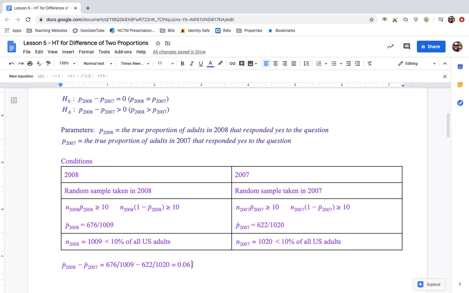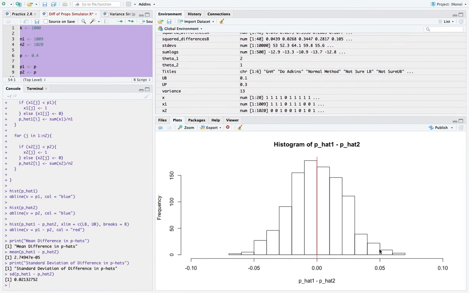It's rare. So that means that we reject this idea that the proportions are equal in favor of that they actually have increased. I mean, we're seeing a significantly larger proportion in 2008 versus 2007, about a 6% increase. And we know that that's significant because 0.06 falls around here, and that is far from what is expected. And it occurs with a low probability, a low p-value.